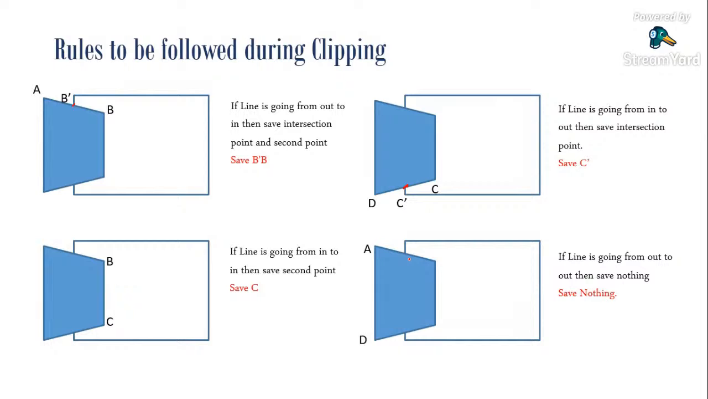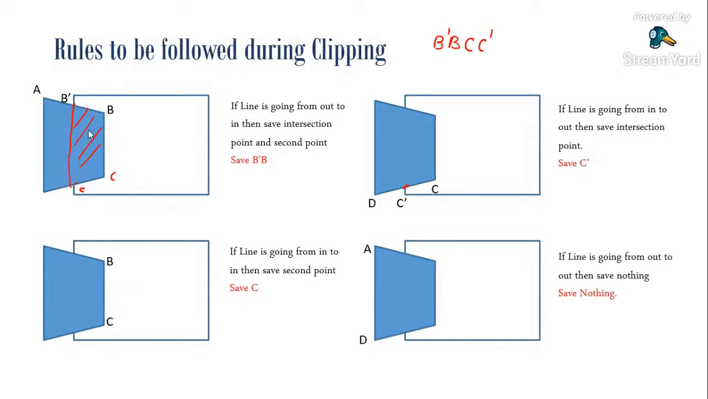Now from all this, the output you will get is B dash, B, C, C dash. So this is the output you are getting after clipping the polygon. Those rules you must follow for all the sides. It may be for left, right, bottom, or top. So those rules must be remembered.